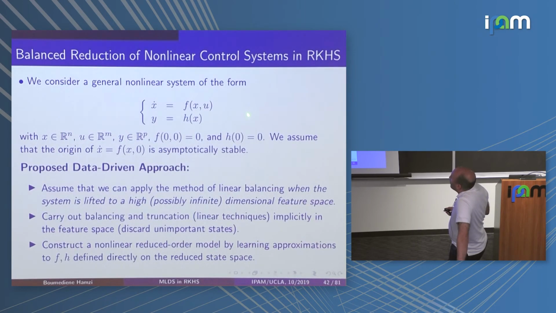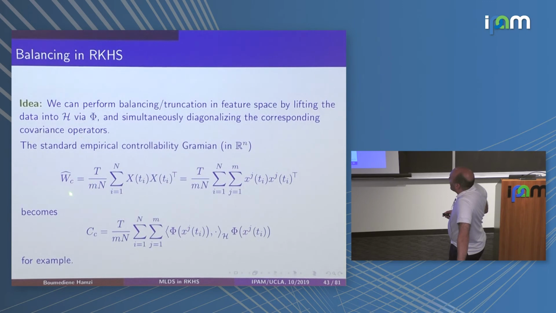So the approach here is the following: we have a nonlinear system, we apply the method of linear balancing in the RKHS, then we perform balancing in the RKHS like a linear balancing. And then once we are there, we can come back to R^n from H by getting a nonlinear reduced order system with a nonlinear mapping for the model reduction. So, for example, in the case of the linear Gramian in R^n, this would be the W_C hat, as we saw before. Then it becomes a covariance operator in the RKHS, and the same thing for W_O versus the observability Gramian in the RKHS.